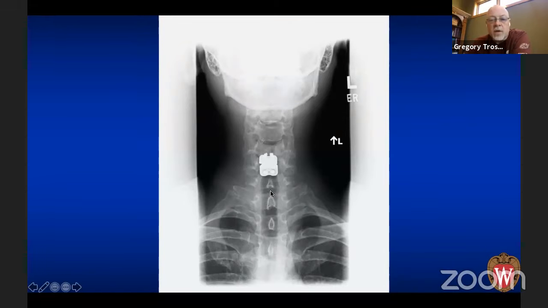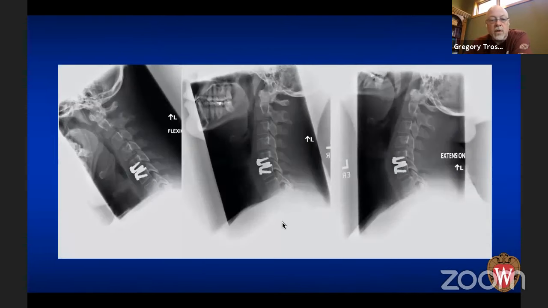One of the things you always want to see on your plain film, and these are all done with fluoro, is that the spinous process is directly in the middle and sits equidistant from either pedicle. That's what you should strive for in your positioning. The other thing about positioning is that you don't want to position your patients too lordotic or kyphotic. So you want the patient in a nice neutral position.